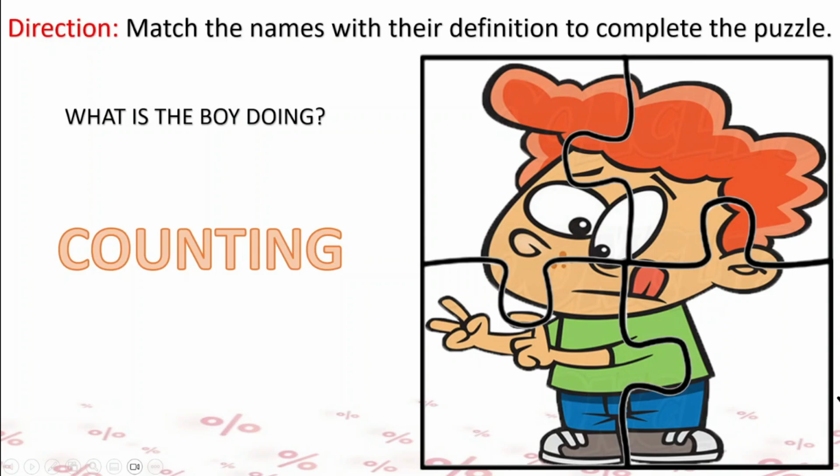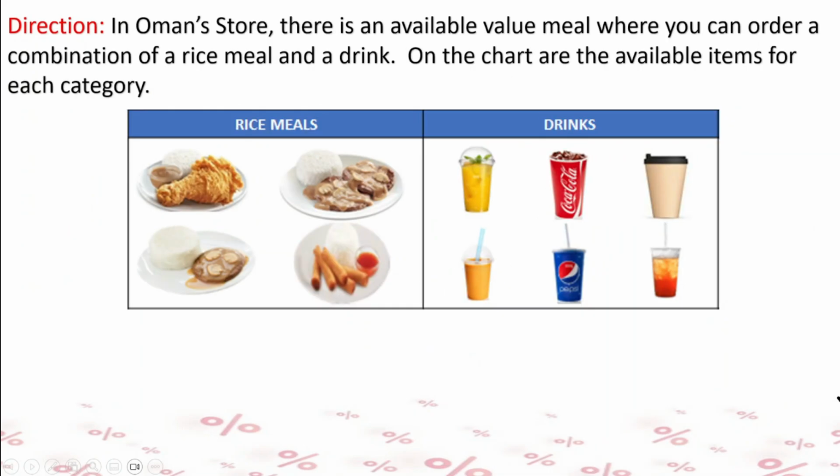Now, let us use a situation for us to deal with this topic. In Almond Store, there is an available value meal where you can order a combination of a rice meal and a drink. On the chart are the available items for each category. We have four choices of rice meals, namely fried chicken and a rice, two-piece burger steaks and a cup of rice, one-piece burger steak and a cup of rice, and Shanghai roll with rice. And for the drinks, we have pineapple, Coke, coffee, milk tea, Pepsi, and iced tea for our choices.